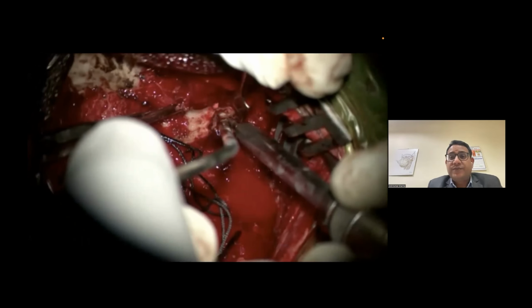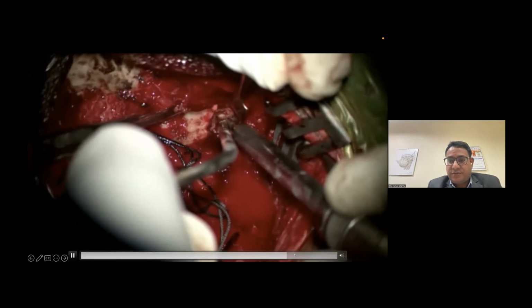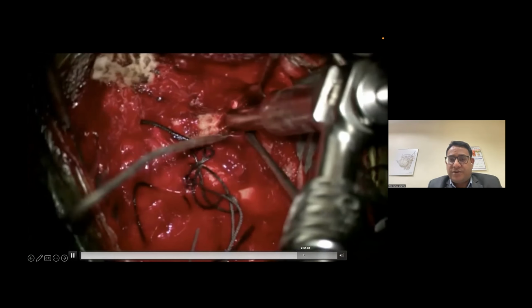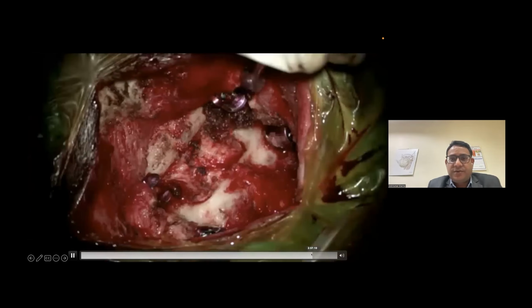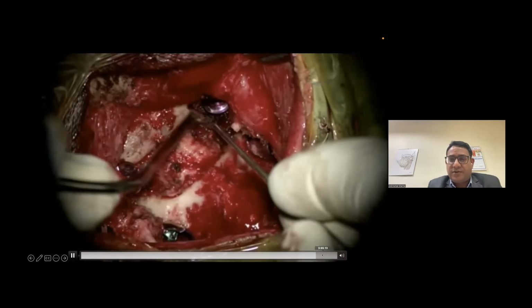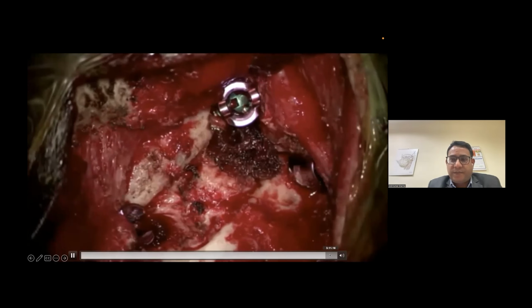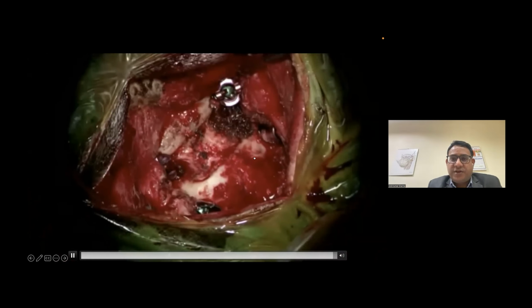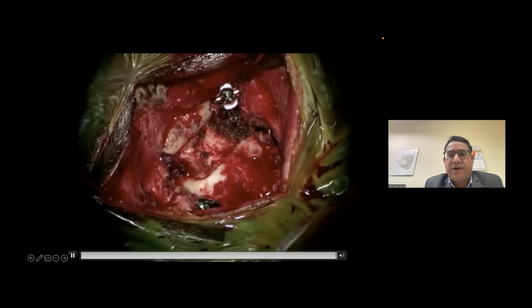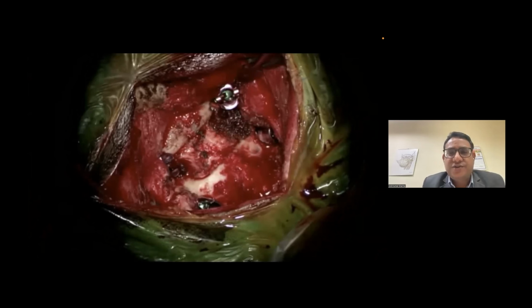So a screw has been put. This is being prepared on the other side. A screw is being put, and we have put a screw in the C1 lateral mass bilaterally. And we have to make sure that the vertebral artery is not compromised after putting a screw; the screw head should be examined properly.